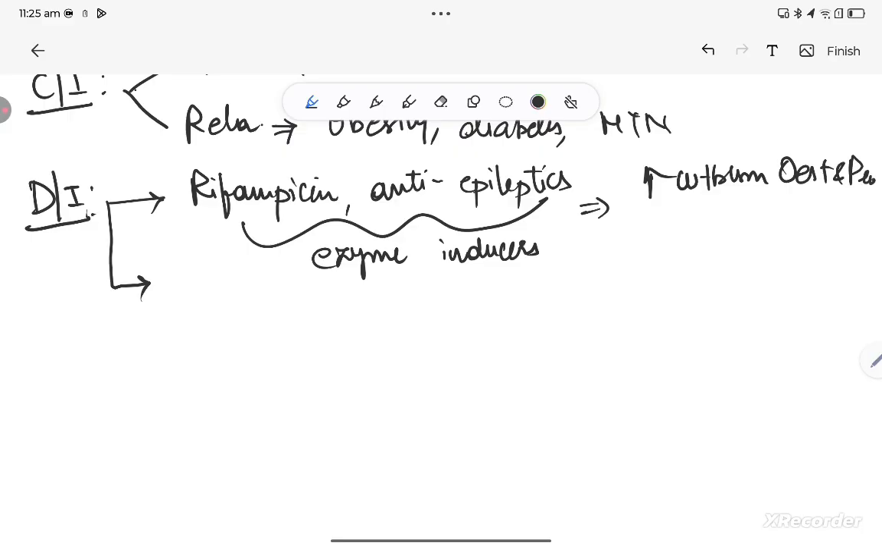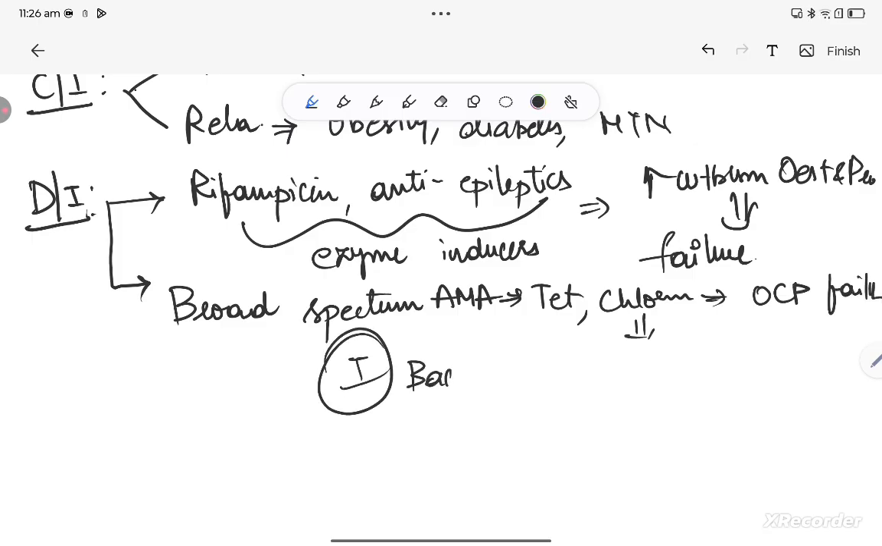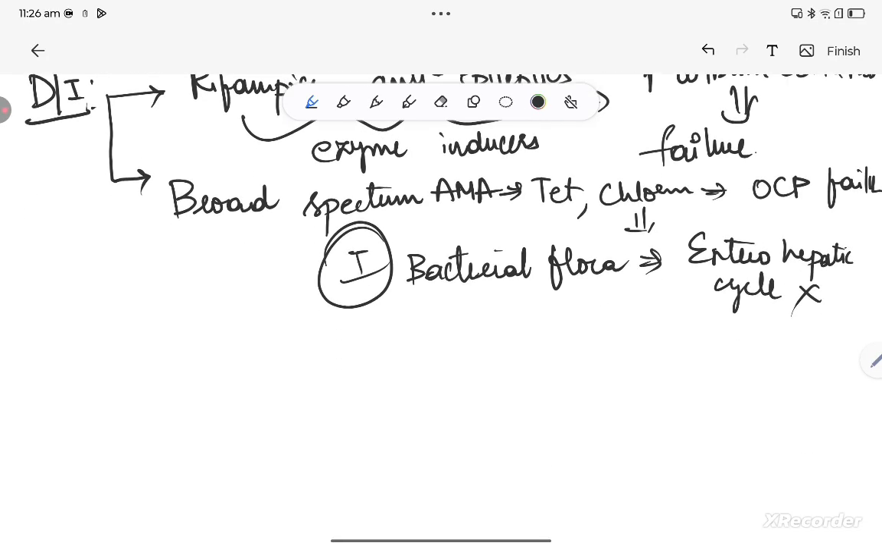Clear? Now, the other drug interaction you have to remember is the use of broad spectrum antibiotics, antimicrobial agents, primarily tetracyclines and chloramphenicol, which will result in contraceptive failure, OC pills failure. Why? Because they inhibit bacterial flora. So the enterohepatic cycle, which is important to maintain the half-life of estrogen, will be disturbed. These are the important drug interactions. Now, we will talk about non-contraceptive uses of oral contraceptive pills.